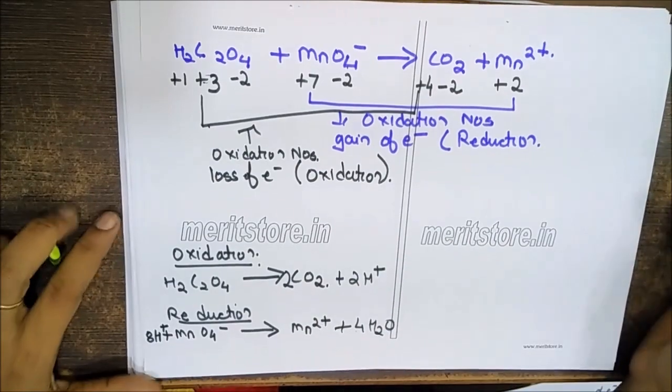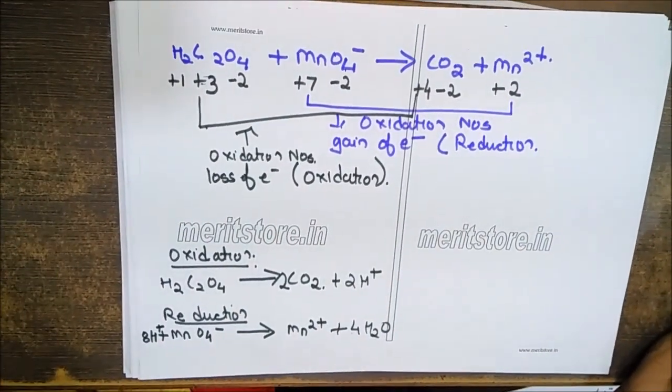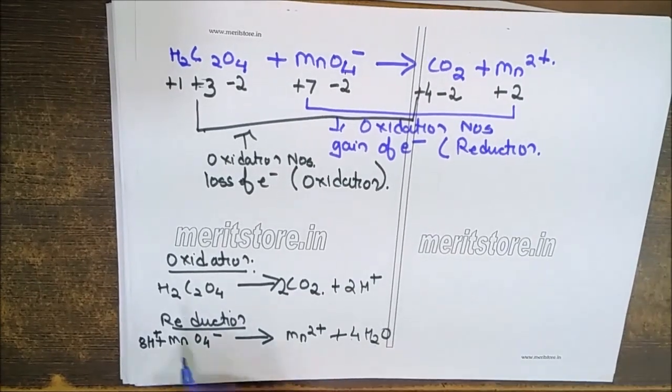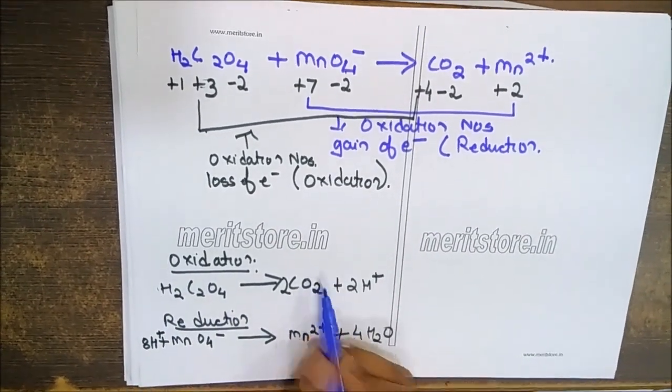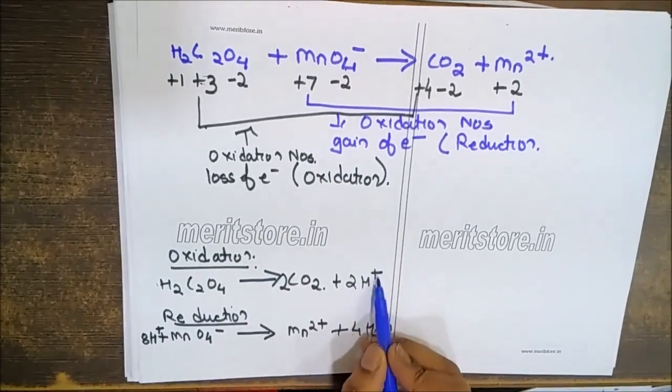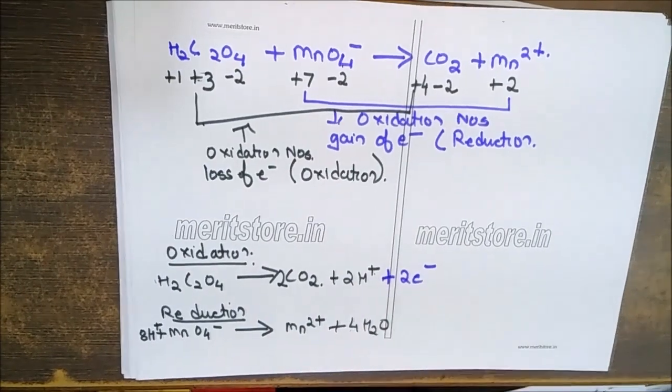Now, after we have balanced it for hydrogen and oxygen, we need to balance the charges. Now, let's look at the charge here. On my left hand side, is there any charge? No, neutral. Here, neutral. Only 2H+. This 2H+ I will have to nullify, which means I will have to add 2 electrons here.